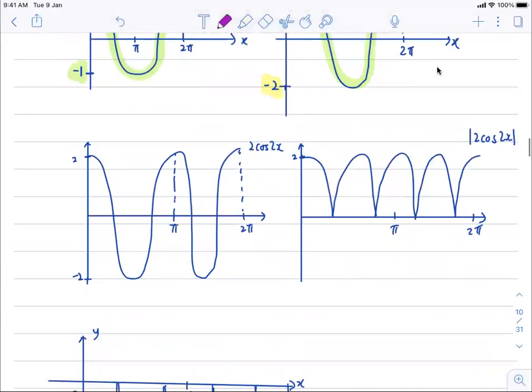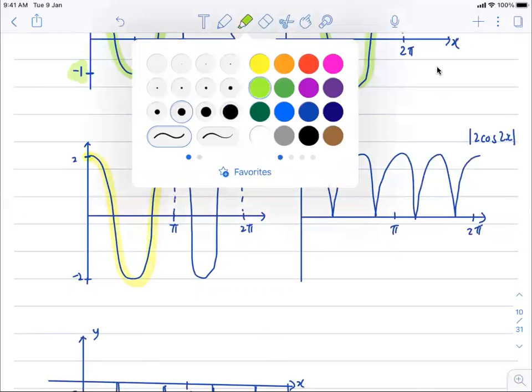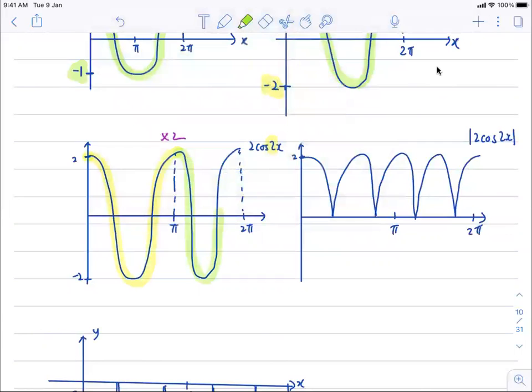And then next, we change the 2 cos x to 2 cos 2x by adding a 2 over here. So from the graph, we see that the pattern has repeated 2 times. This is the cos graph the first time, and then this is the cos graph the second time. So we can say that the 2 here makes the cos graph pattern repeat 2 times between 0 and 2 pi.